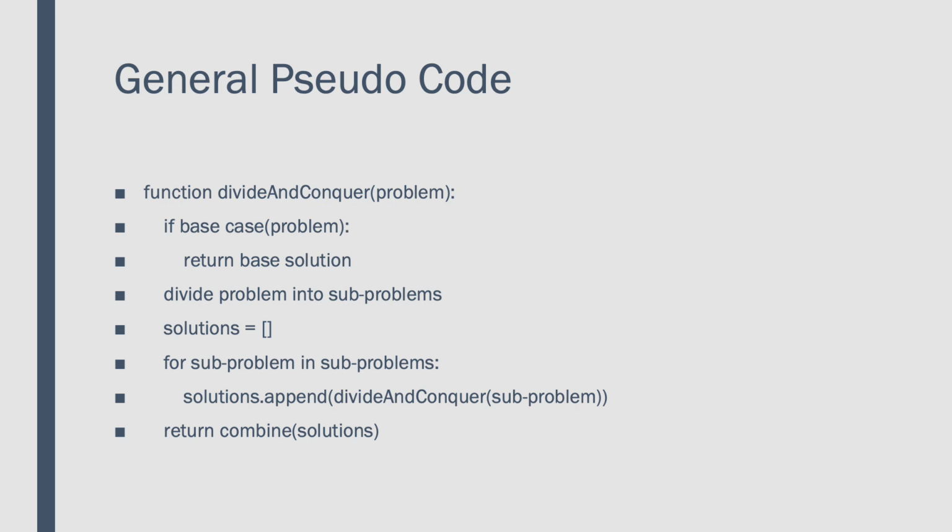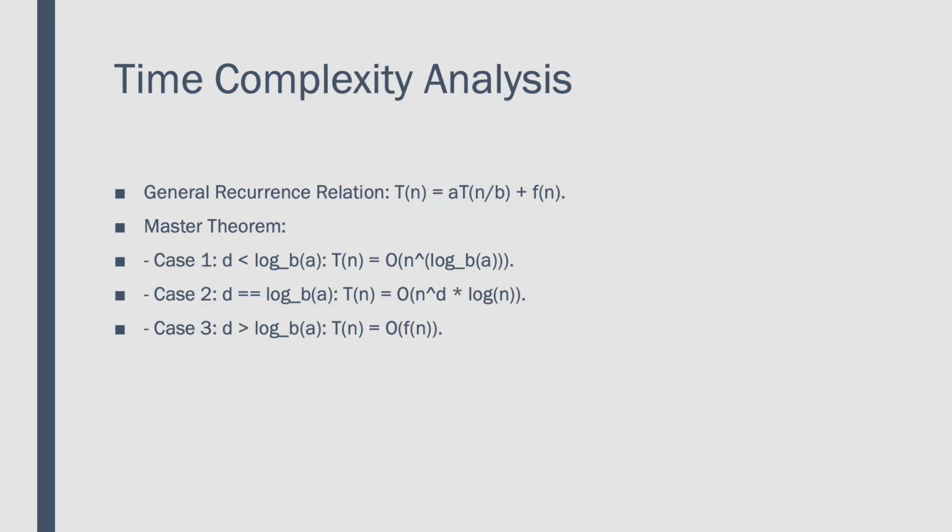So this pseudocode provides a blueprint for implementing divide and conquer algorithms. And understanding this structure helps in designing new algorithms that follow this paradigm. So the key to efficiency is how well we define the base case, division, and combination steps. Okay, now we'll see the time complexity.